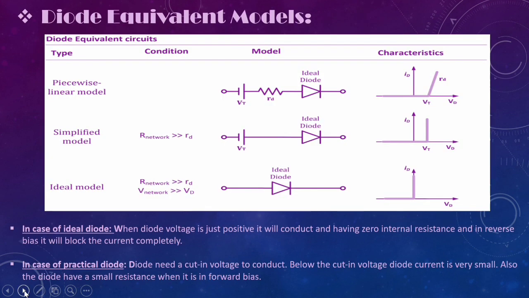Now, the diode equivalent models, which show the piecewise linear model, simplified model, and ideal model, and their circuit models and characteristic curves. In case of an ideal diode, when the voltage is just positive, it will conduct with zero internal resistance, and in reverse bias, it will block the current completely. In case of a practical diode, it needs a cut-in voltage to conduct. Below the cut-in voltage, diode current is very small. Also, the diode has a small resistance when it is in forward bias.